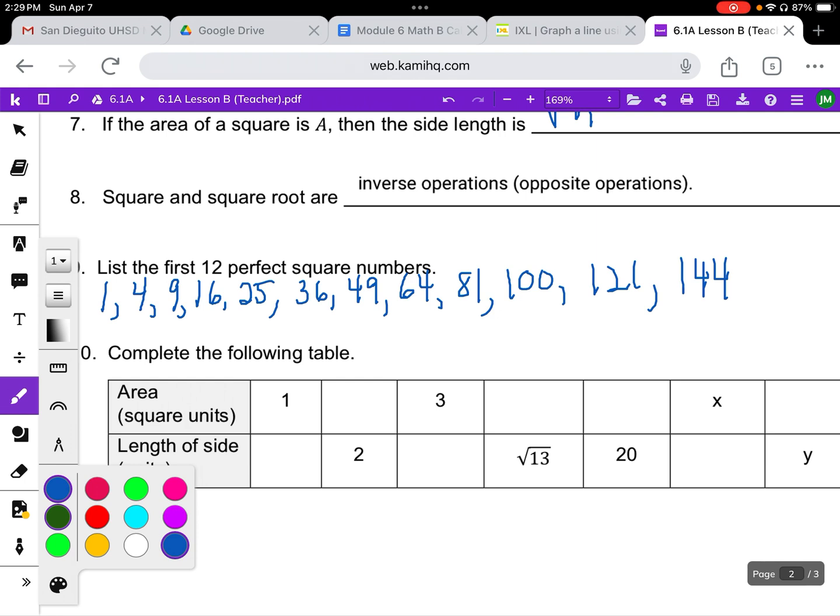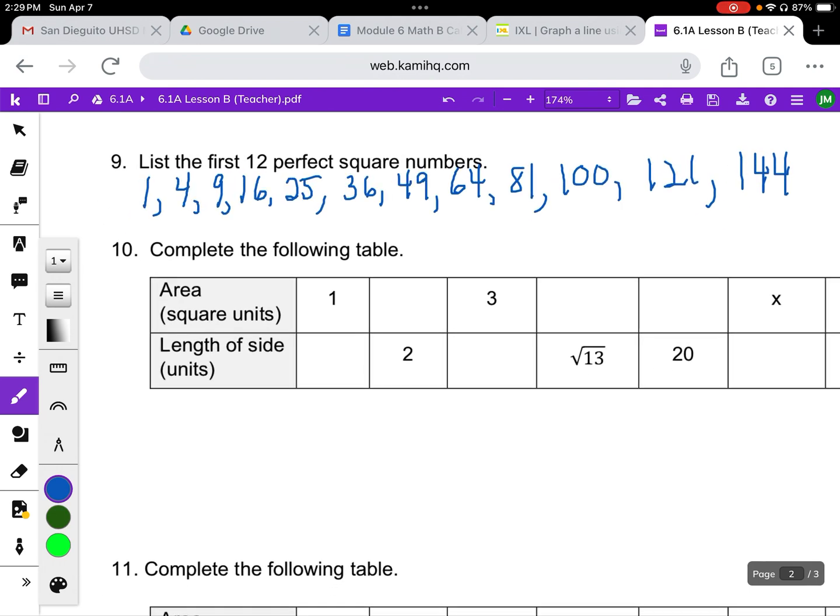Now we're going to fill in the table, and we might even notice some of these perfect squares show up. We might also notice some numbers that are not perfect squares, which means that when we square root them, we're going to leave them with the square root symbol, and we can see that here. So if we have a square with an area of 1, we want to know what is the side length. Well, that's 1. 1 times 1 is 1.